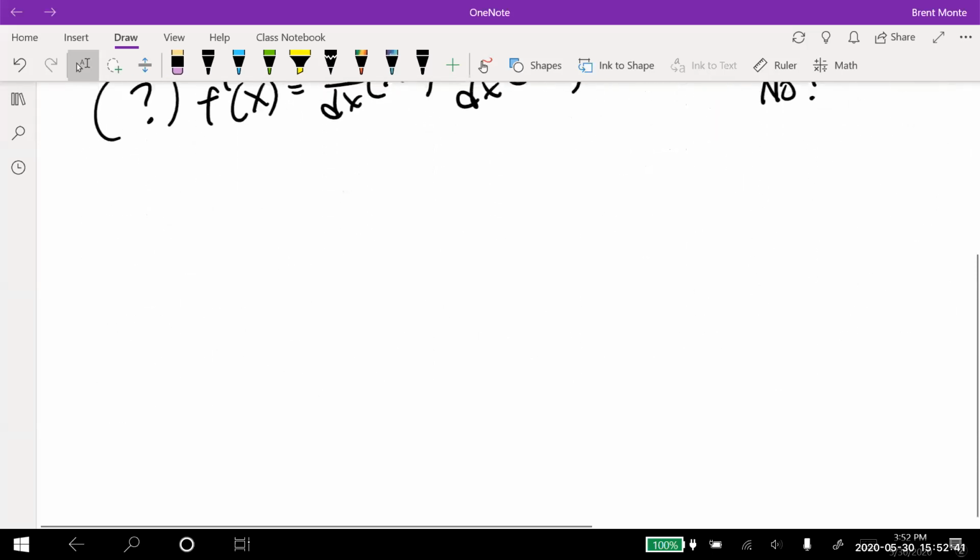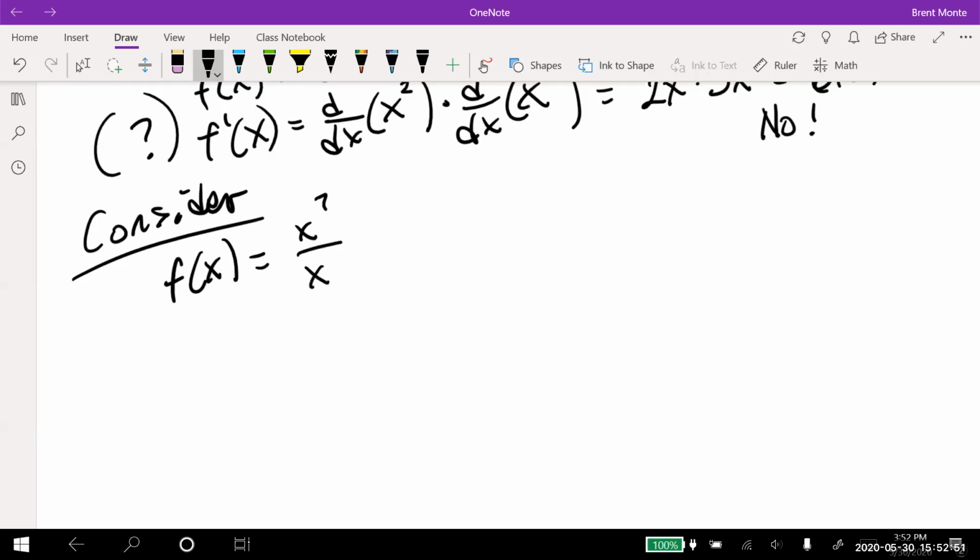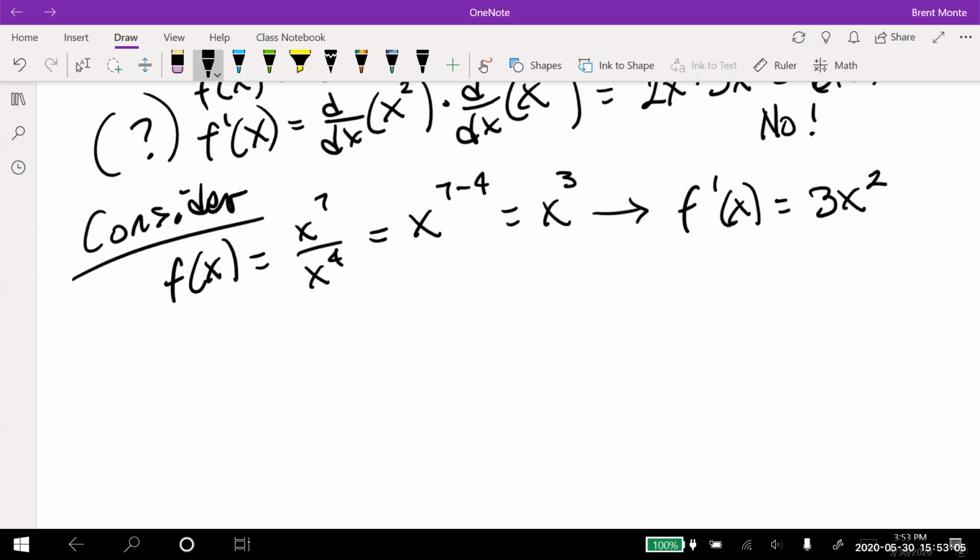So let's try this. Consider, let's say we've got a function this time, and we'll make it x to the seventh over x to the fourth. Remember properties of exponents. This time we subtract the exponents. We get x to the third. And so that's easy. I know the derivative of that is just 3x squared. So we know that's true.